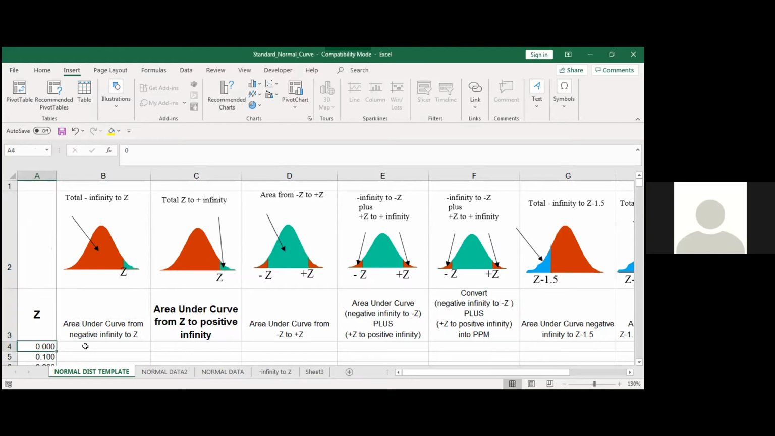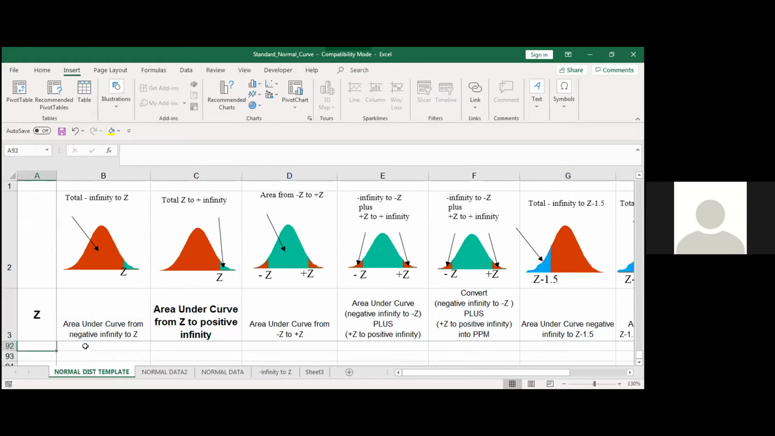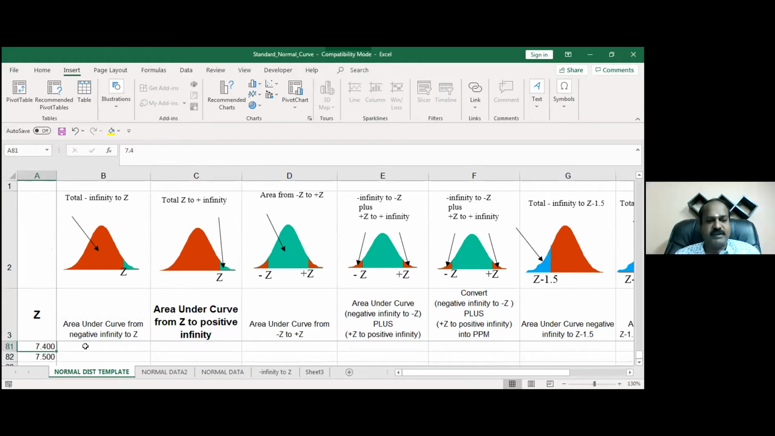See, Z score. I am writing here 0, 0.1, 0.2. So many values I am writing. Do you see my Z score is changing? I have written up to 7.5, because beyond 7.5 you need not think, because you will almost become 100. Around 6 itself you will become 100.